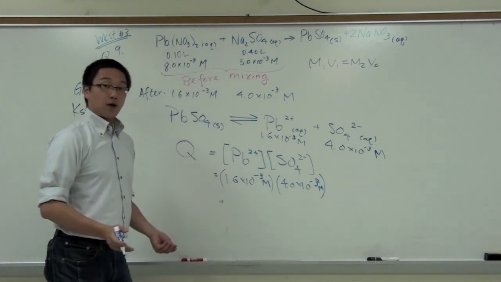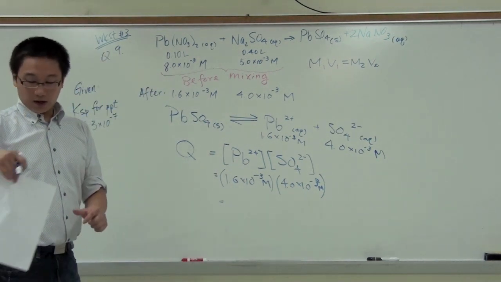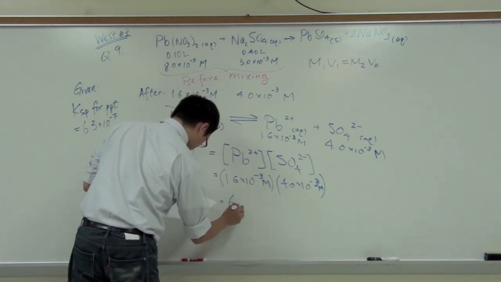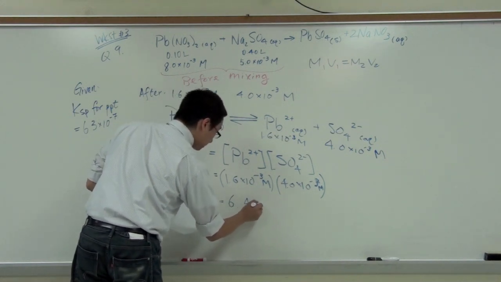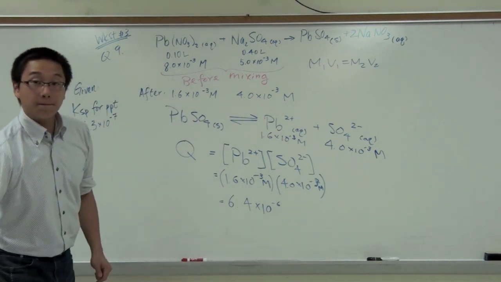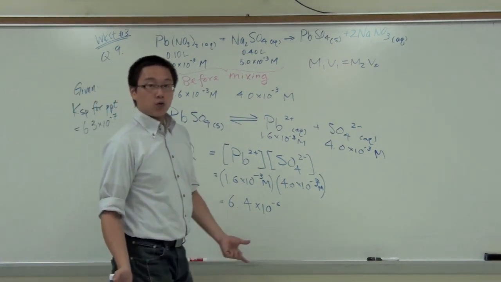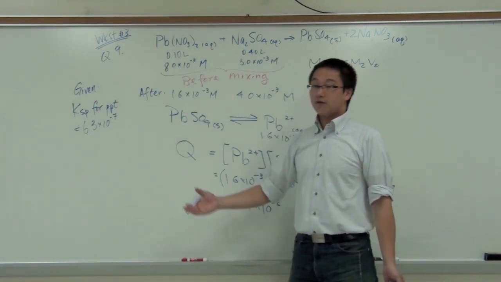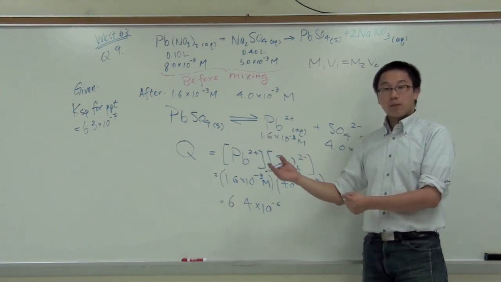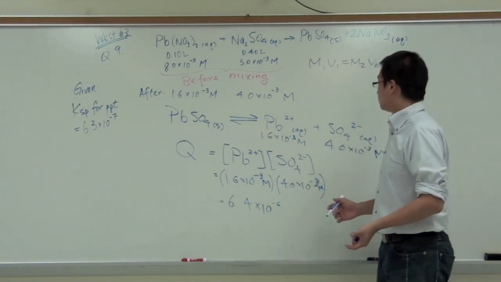And then we would like to find out what the Q is. And from my calculation, the Q turns out to be 6.4 times 10 to the -6. Okay? So now we got the Q value. And the KSP value for the precipitate is also given. So how do we make use of these two numbers to form our conclusion?